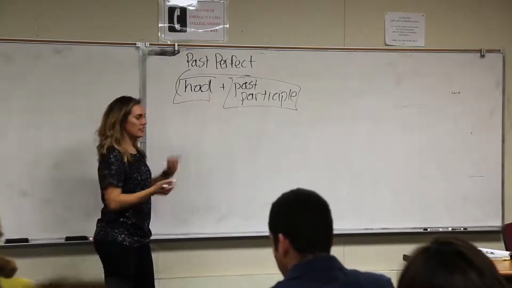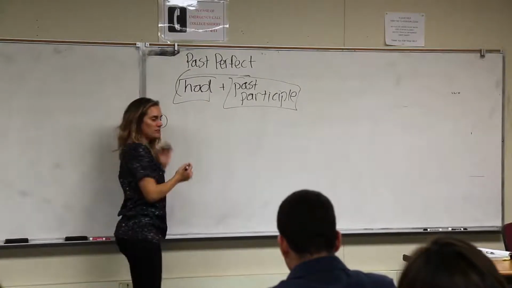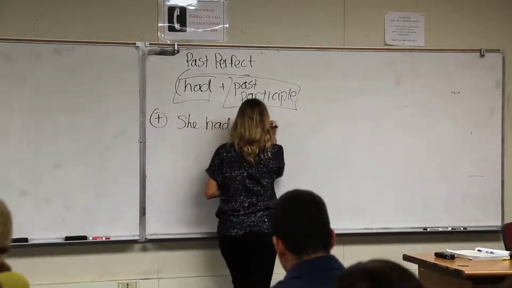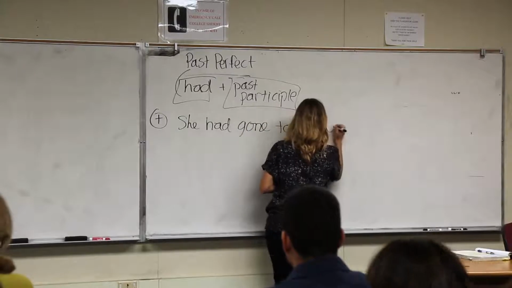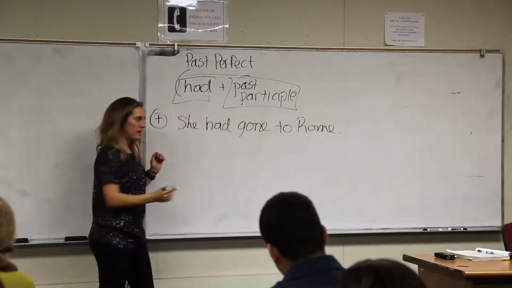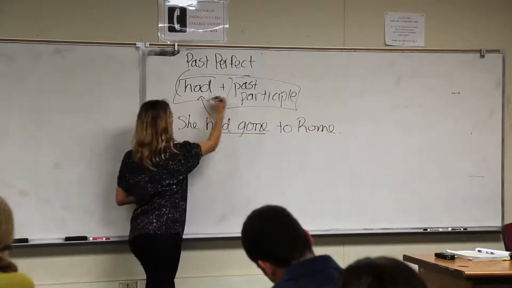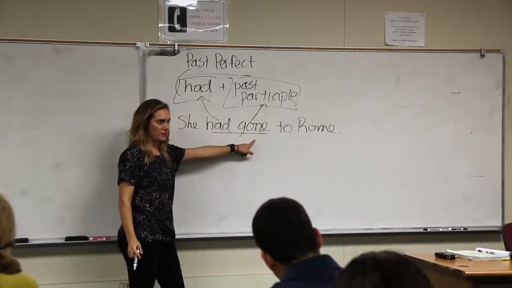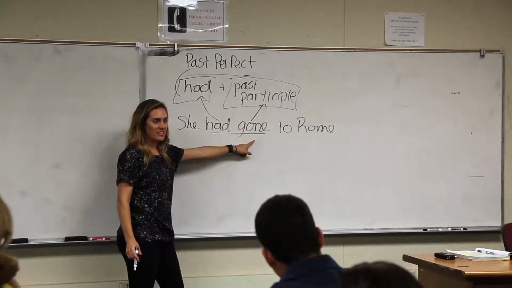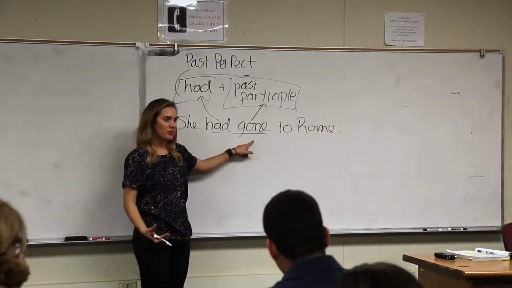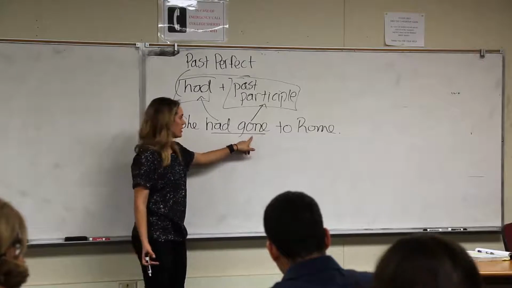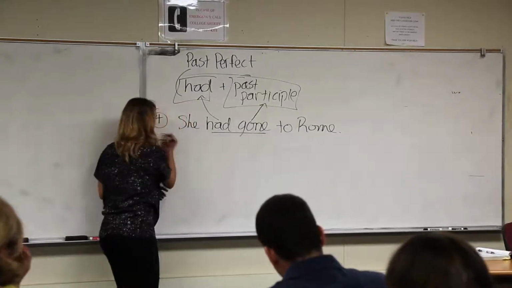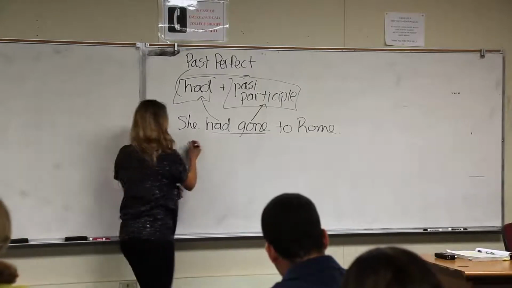So past perfect. For example, let's make an affirmative statement. Where's the past perfect? Right there. Had, past participle. What's this verb actually? What's the present or base form of it? Go. Good. All right. So she had gone to Rome. That's the affirmative. How do I make it negative?